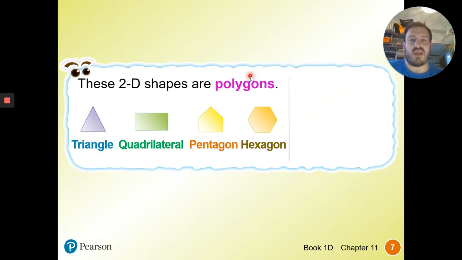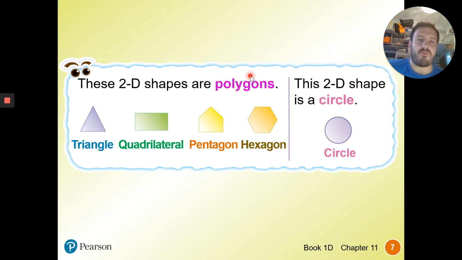So the 2D shapes are all polygons. We can say these are all polygons. However, this 2D shape is a circle. So we can say all shapes with more than one side are polygons.